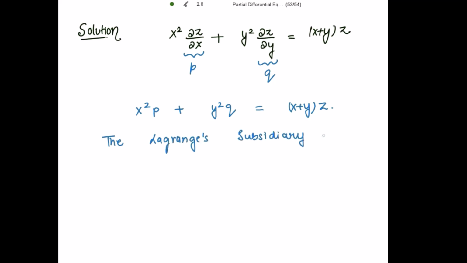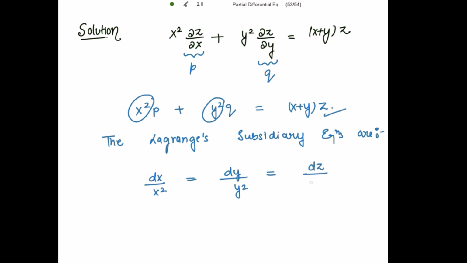The Lagrange subsidiary equations are dx divided by the coefficient of small p, that is x square, equals dy divided by the coefficient of q, that is y square, equals dz divided by the right hand side, that is (x plus y) into z. And now we need to get the two independent solutions. For that, let's take these two ratios and integrate these two.